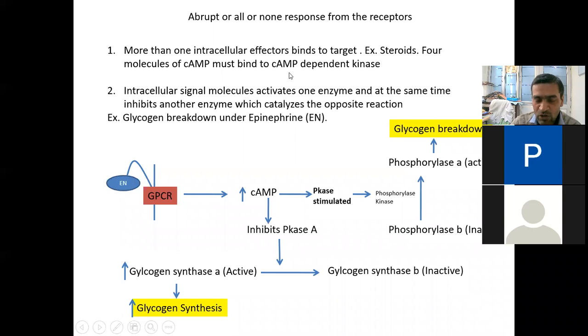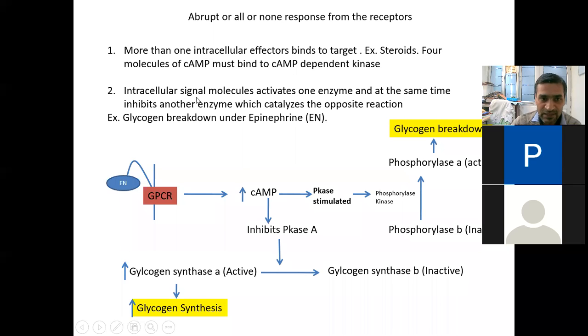So 1 molecule, no response, 2 molecules, no response, 3 molecules, no response. When you add the 4th molecule, suddenly a little bit of response will be there. So if this type of situation is there, where 1:1 relation is not there, a 4:1 relation is there, for every 4 units of ligands, there will be 1 unit of change in the response. So this type of relationship between ligand and receptor will give you a non-linear type of response.